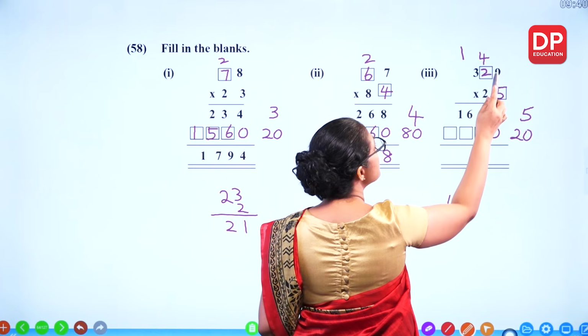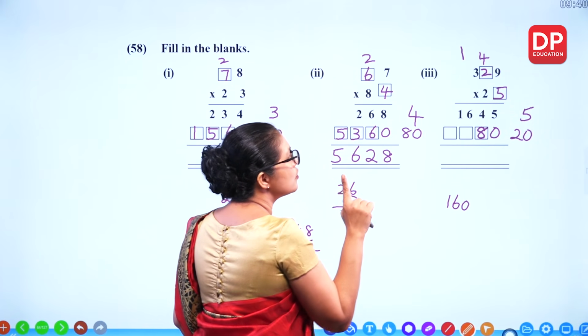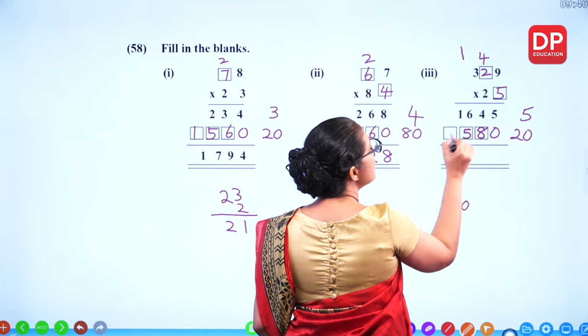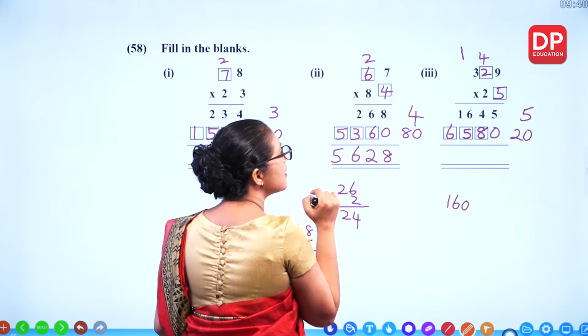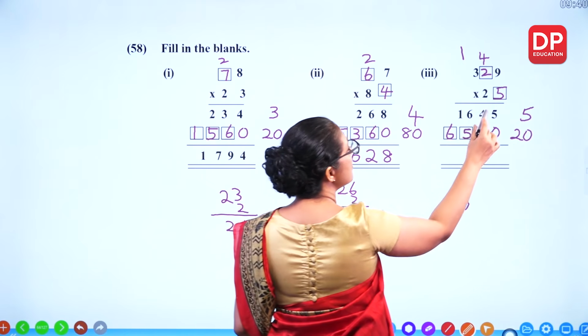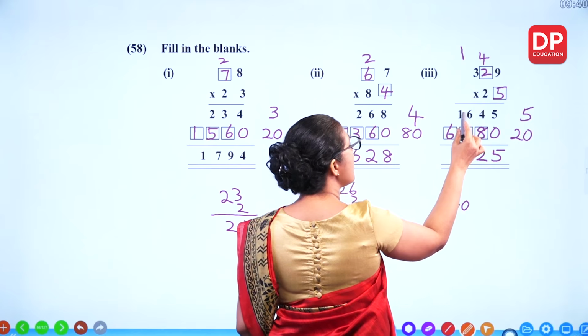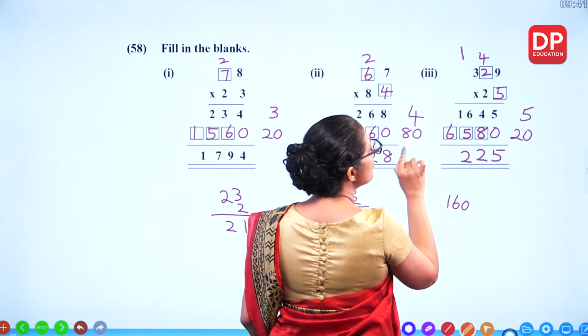2 times 9, 18. 1 remaining. So 2 times 2, 4. 4 plus 1, 5. 2 times 3, 6. Now add it. You get 5, 12. 1 there, 6 and 6, 12. 1 remaining.